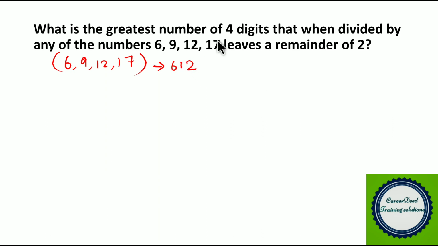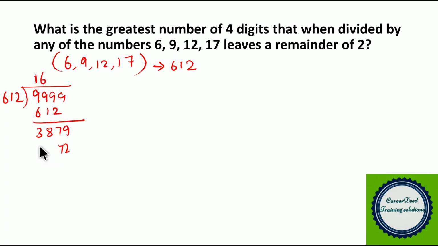Now what is the greatest number of 4 digits? We know the greatest 4 digit number is 9999. So divide this 9999 by 612, right? So it's 1 time 612, and then 3879. So in the 6th table, 6 into 612 you get 2736. So 207. Okay, now you get 207 as the remainder.